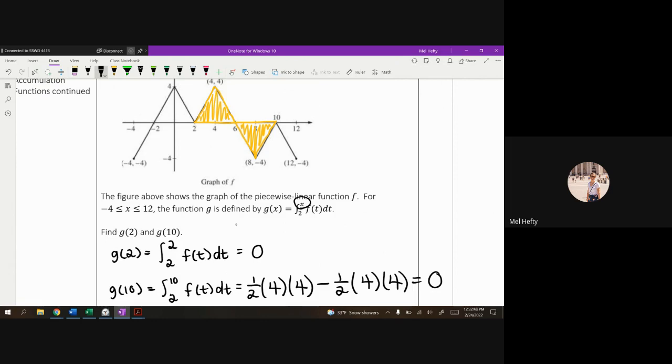If you're thinking of this one, it's kind of like if we're finding displacement, kind of to connect back to that, it's kind of like we ran forward and then ran backwards. So we would have a total displacement of 0.